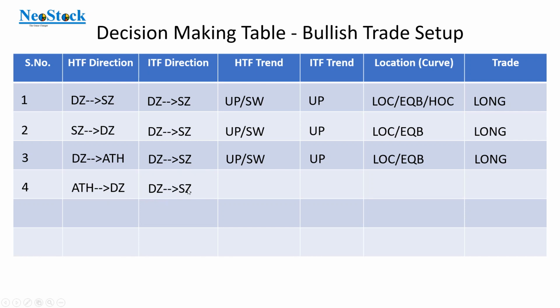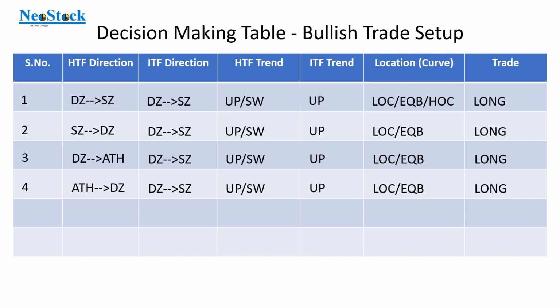In that scenario, at any low on the curve demand zone, you can take your long trades, because your HTF trend is in your favor, and the ITF trend is also in your favor. Which location do you have to take? We have only two locations. There is no HOC, high on the curve, in all-time high scenarios. So we have LOC and equilibrium, both of which always support long trades.